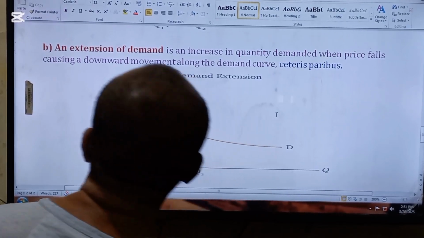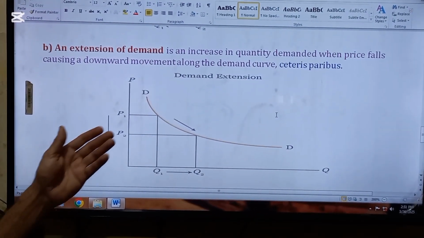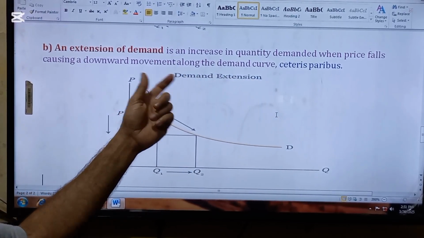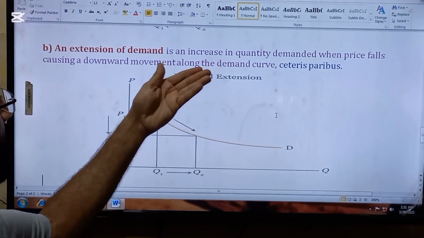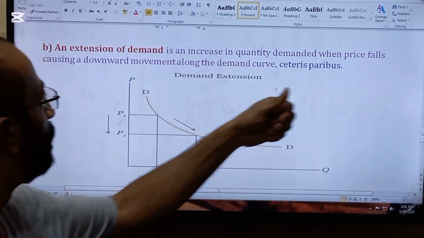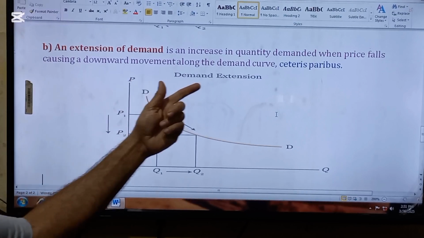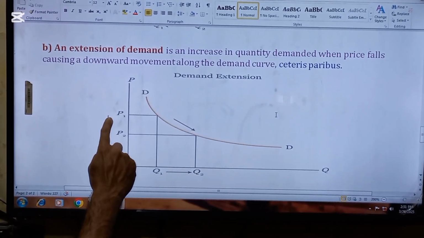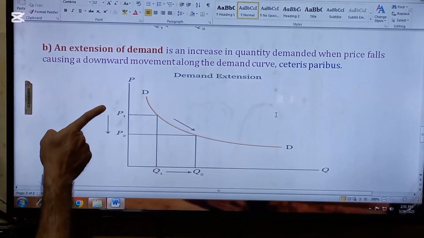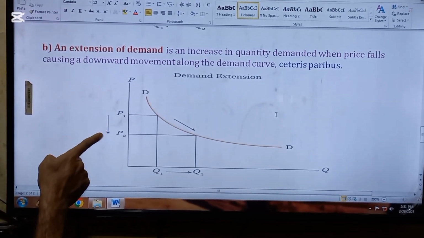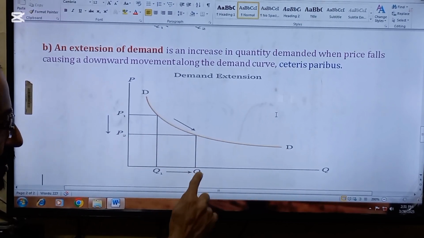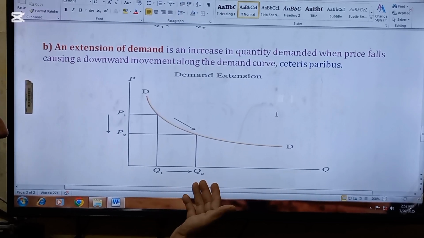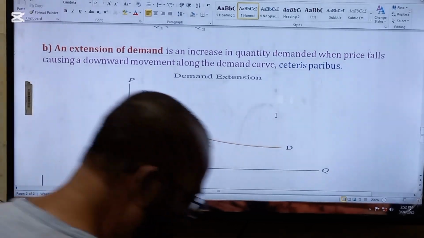And the next thing is extension of the demand, which is an increase in the quantity demanded when price falls. So beta, this is quite obvious that quantity demanded will increase when price falls, causing a downward movement along the demand curve, ceteris paribus. Look here, starting price is P1. At P1, quantity demanded is Q1, but when price falls from P1 to P2, quantity demanded will now be Q2 from Q1. So ultimately, quantity demanded will increase when price falls.